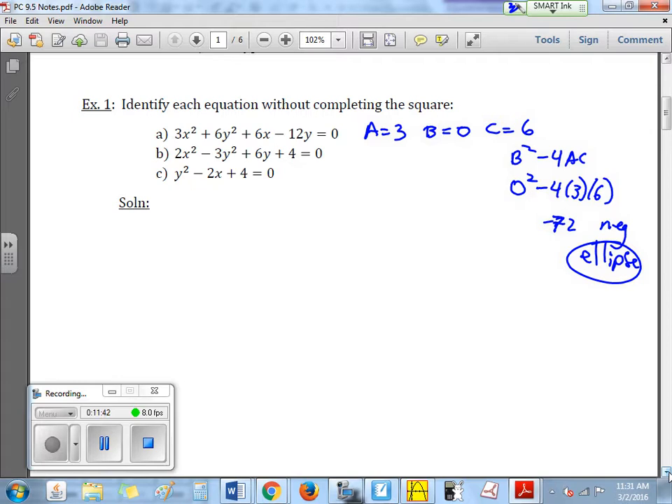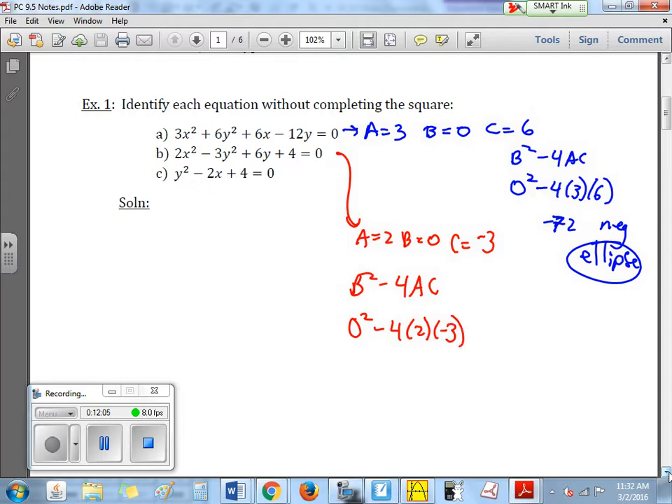Okay, let's try example 1B. I'll do that one in red. So in example 1B, A is 2 and B is missing and C is negative 3. So my b is 0. So then I do my b squared minus 4ac trick. And we have 0 squared minus 4 times 2 times negative 3. And that's basically just 24, which is positive. And we just showed this was a hyperbola. Is that what we had decided before? Example 1B, was it hyperbola earlier?